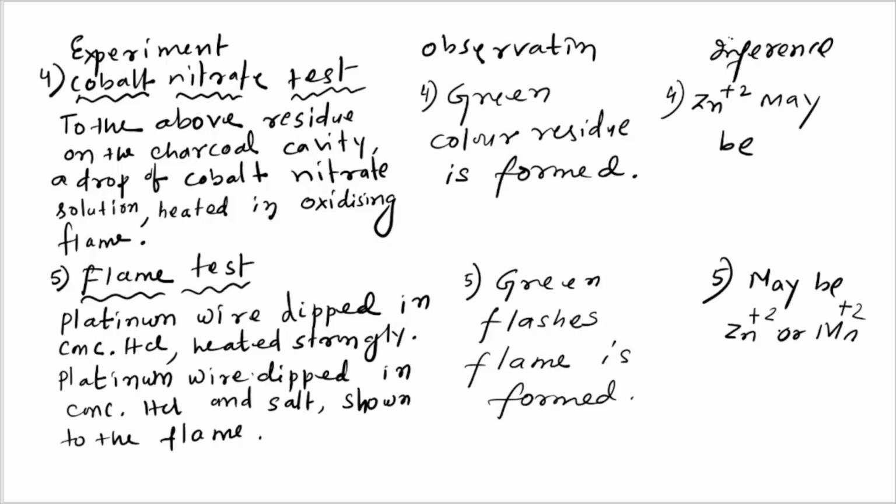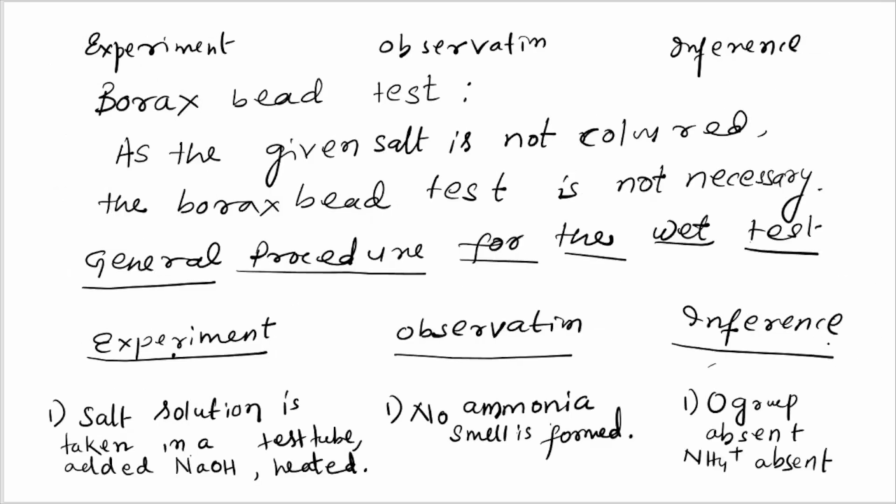The flame test is very positive for Zn2+. The platinum wire is dipped in concentrated HCl to clean it properly, heated strongly, then dipped in concentrated HCl again, then the salt, and shown to the flame. Then what happened? You can observe green flashes in the flame, and now it may be zinc. Here something is confusing whether it is Zn2+ or Mn2+. No problem.